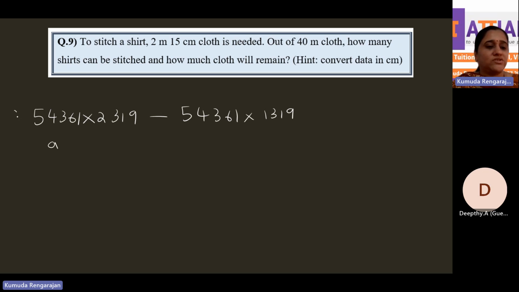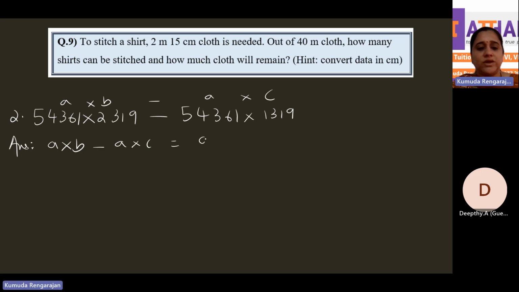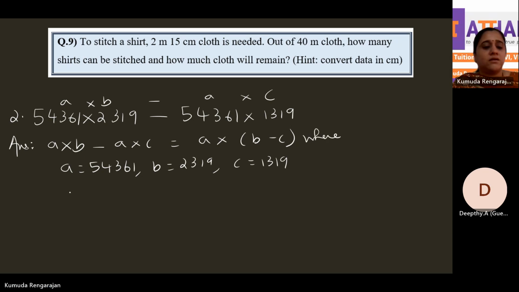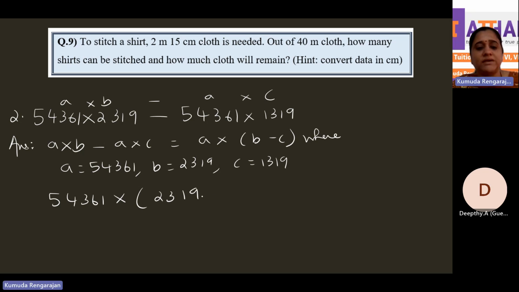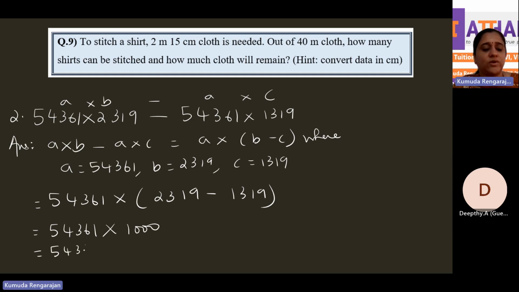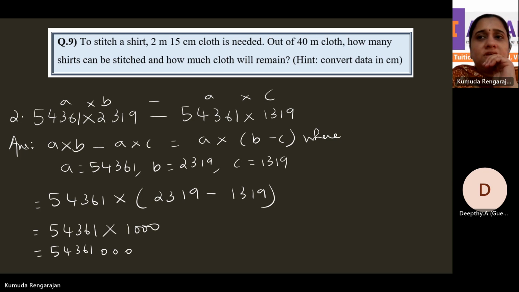So this again is like A into B, this is the question. So this is A into B minus A into C, which is equal to A into B minus C. What is A? A is 54361. B is 2319. And C is 1319. So 54361 into 2319 minus 1319. So that will be 54361 into 1000. So 54361 followed by three zeros. Correct?